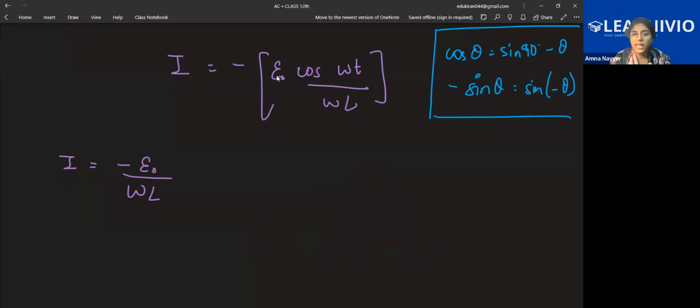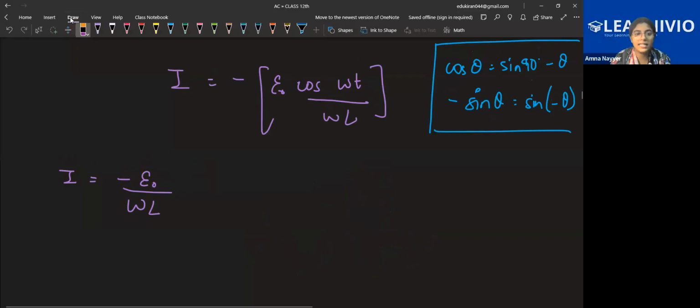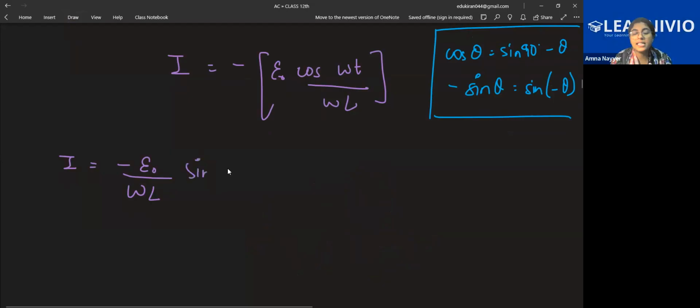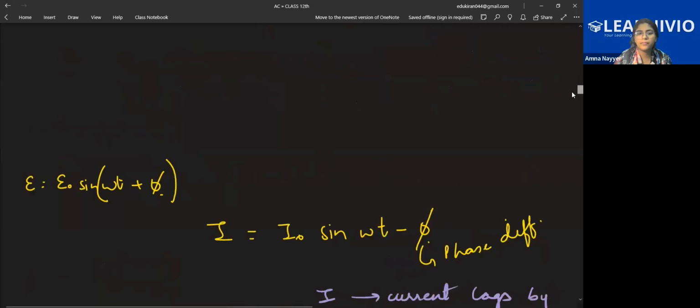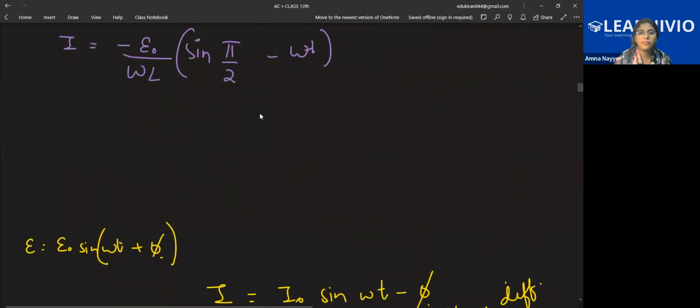So how can I write cos omega t? Minus E naught divided by omega L has been kept aside. So cos omega t, according to the identity I have told you, you can write as sine of 90, that is pi by 2, minus theta. What was theta? Theta was omega t, which we were replacing. Right? Now look, if you are going to compare this with the identity, here I'm writing properly. So I is equal to I naught sine.